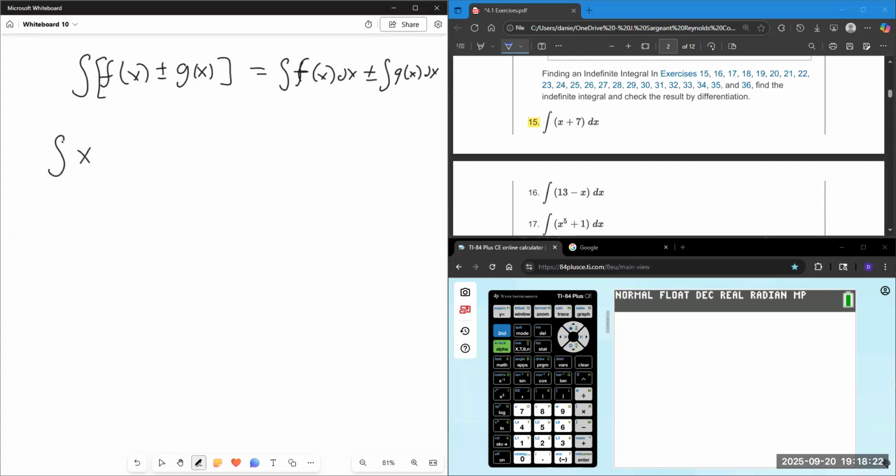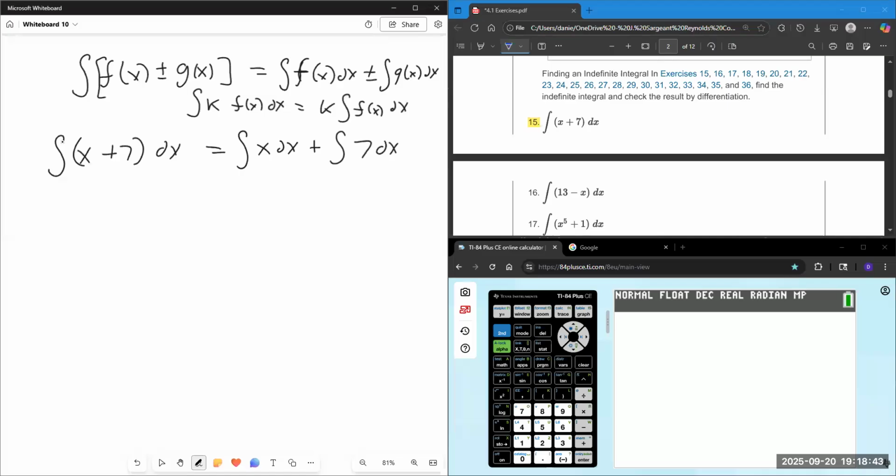So the integral of x plus 7 dx will be the same as the integral of x dx plus the integral of 7 dx. Don't forget that in the integral of k f of x dx, the constant multiplier k can come across. We're not using c for a constant because c will be used for a constant of integration. So we're using the letter k for a constant when we're talking about constant multiples in integration.